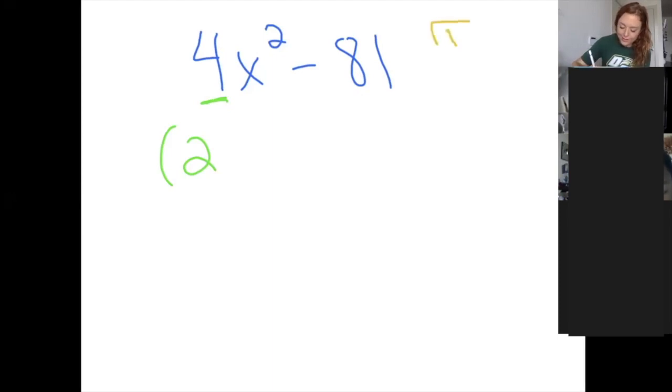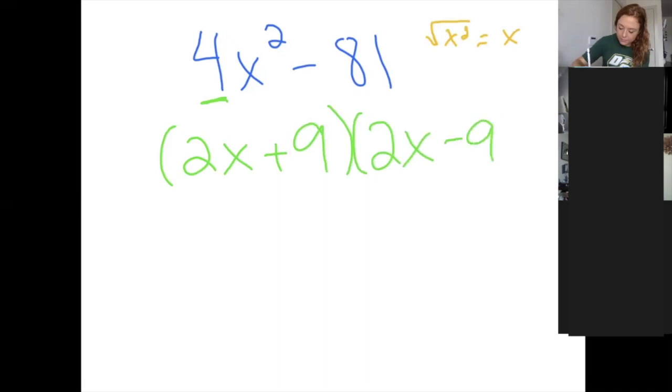The square root of itself, or just x. So then I can drop down an x. Plus, what's the square root of 81? 9, and minus 9. Then rewrite it: parentheses 2x plus 9, parentheses 2x minus 9. So even whenever there's a number in front of that x squared, if it's still one of your perfect square numbers that we listed a minute ago, you can still use the same strategy. Okay?